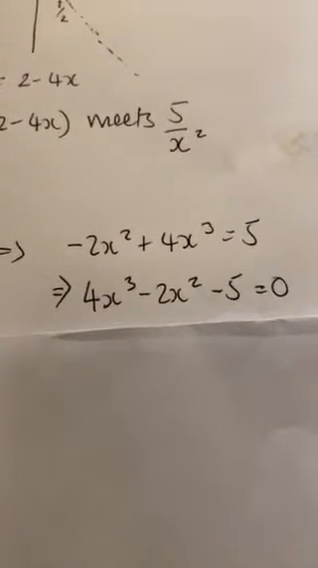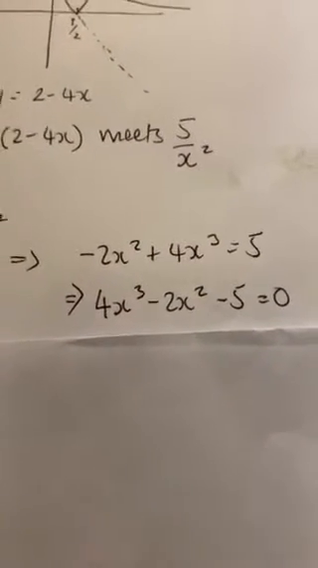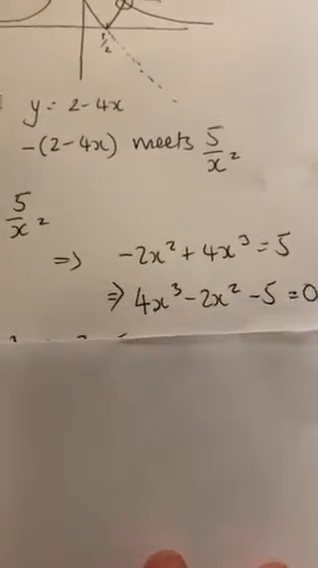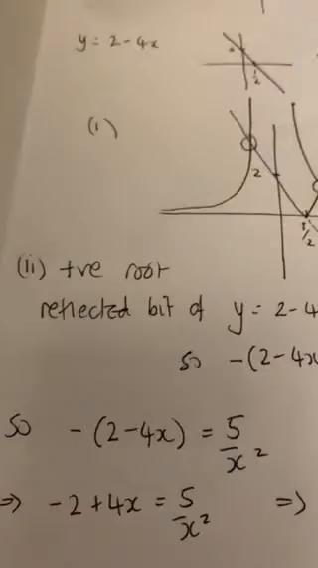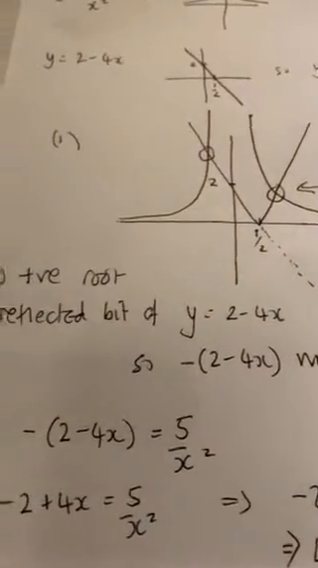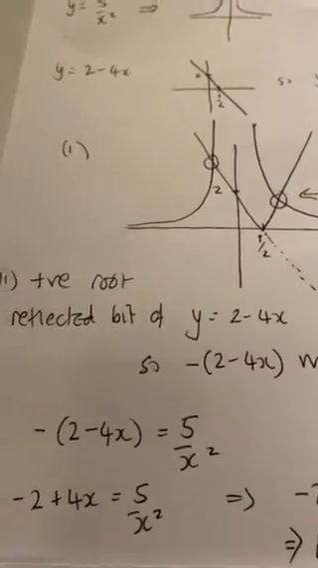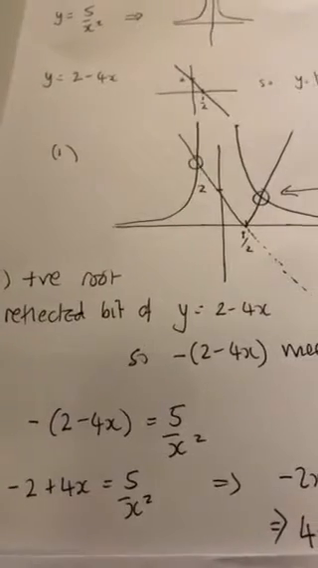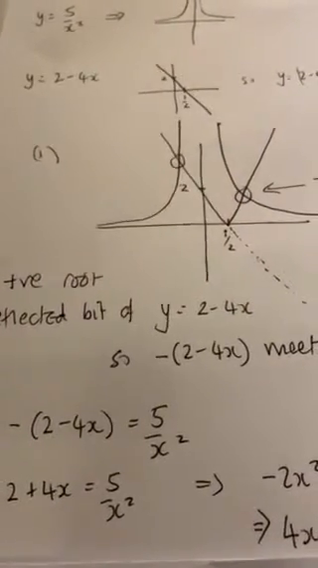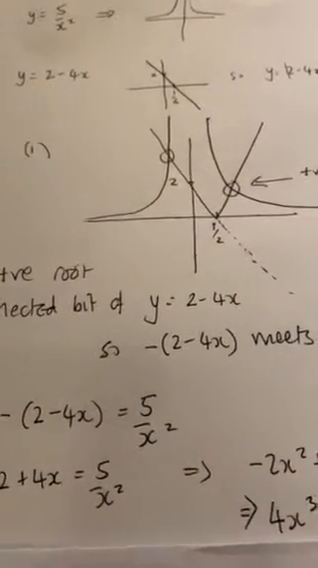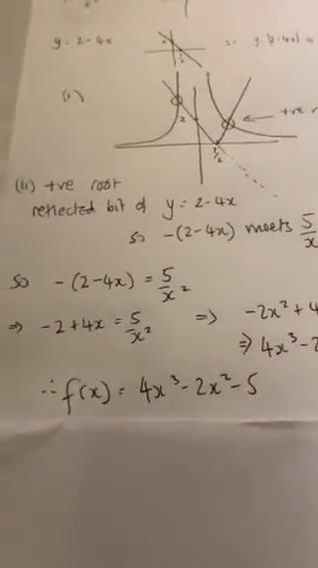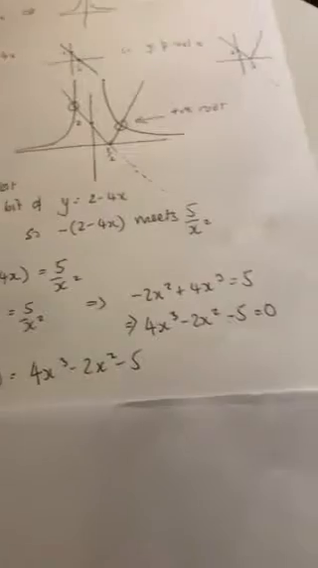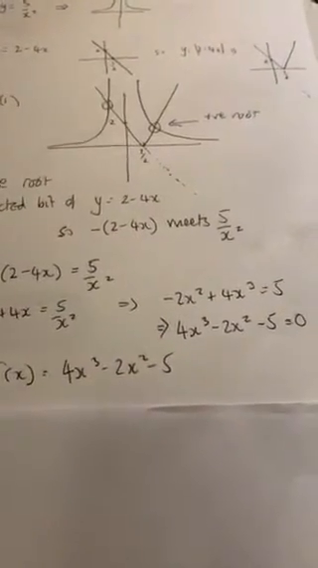Then obviously I gather everything together, and I've got the answer that it wanted to show me, that you had to show. I think this bit though was key. You needed to spot that the positive root was found from the reflected bit in the y-axis of y equals 2 minus 4x, which is -1 times that. Right, so there's your f of x, because it's telling you that f of x equals 0.